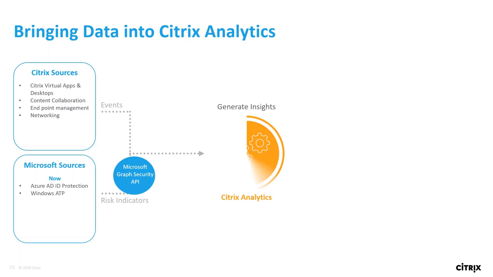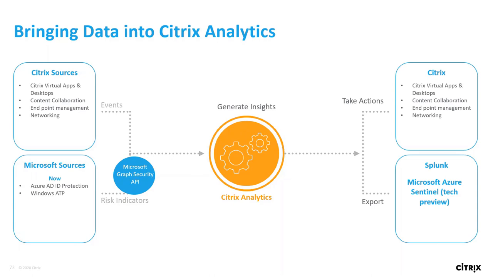The Analytics Service helps aggregate data points from both Citrix and Microsoft sources. So these data points will show things such as what time users connected, from where and on what device, what activities they're doing while being connected. It then generates insights which an admin will be able to take actions on. So this is something that I'll show in the demo in just a bit.